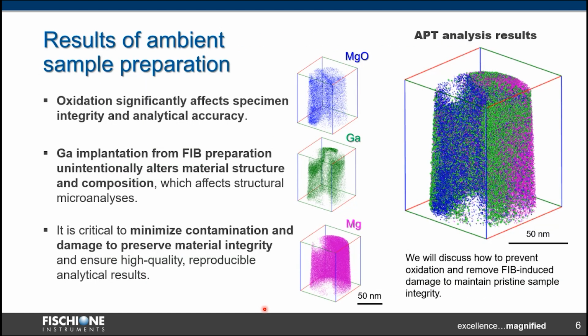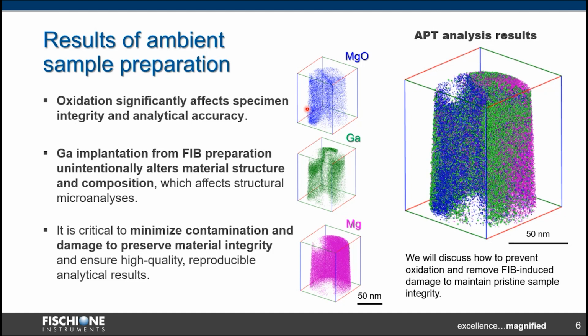As you can see here, from the results of atom probe tomography done on a sample prepared at ambient atmosphere, if you expose magnesium to air during sample preparation and analytical investigation, you will get significant oxidation, as you can see here. Oxidation can affect sample integrity, and so influence microstructure analysis, interpretation of the results, and conclusions.